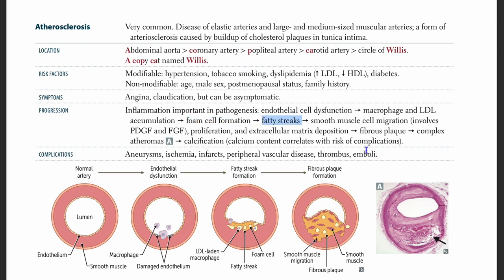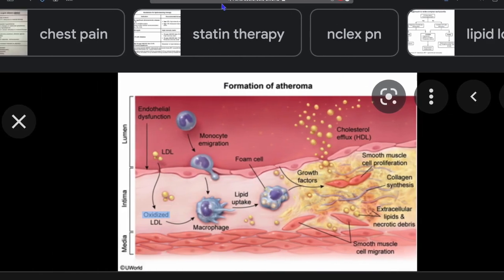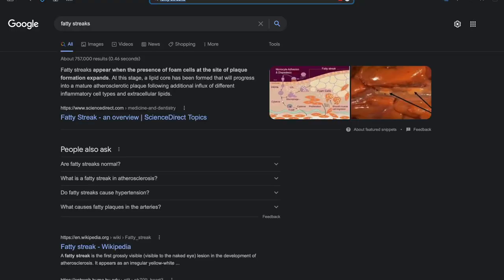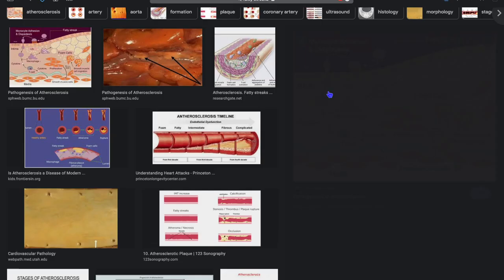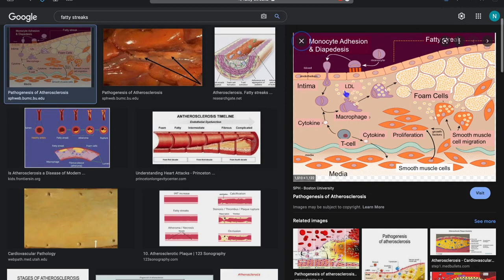I just need to make sure what this is. Appears when the presence of foam cells at the site of plaque formation expands. At this stage, a lipid core has been formed that will progress into a mature atherosclerotic plaque from additional influx of different inflammatory cell types and extracellular lipids. Okay, so you have intimal T cells putting out the cytokines to make this, and then you have this.